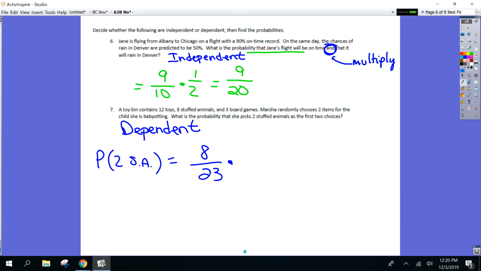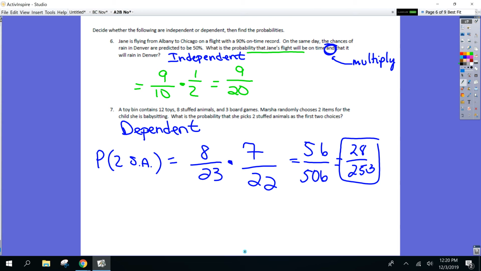Okay, don't put the stuffed animal back. Go ahead, Jenna. How many stuffed animals are left now? 7 stuffed animals, but also 22 toys in the bin. I got 56 on top, 506 on the bottom, and then you guys are reducing. What'd you get, 28 out of 253? Yep. There you go.